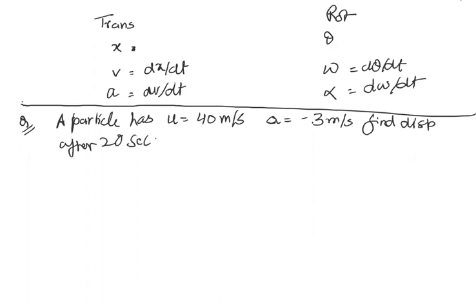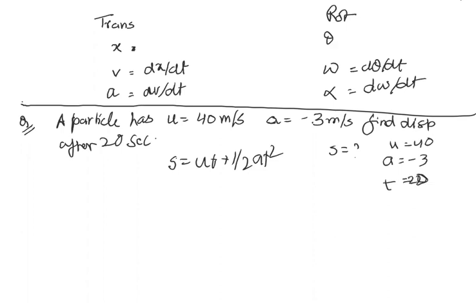Let's say I see this. It's very easy to do. You will say that, okay, fine. You will apply S is equal to ut plus half at square. And you will say that S is what we have to find out. U is given as 40. A is given as minus 3. T is given as 20. And you put everything in this equation and that's it. You get the answer.